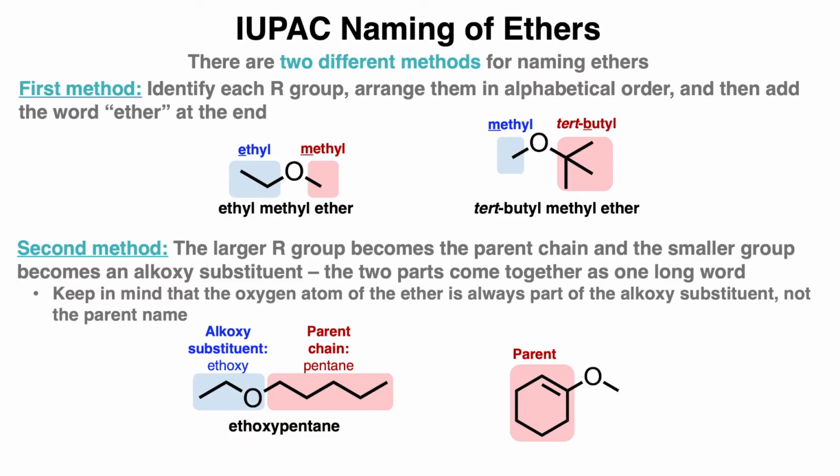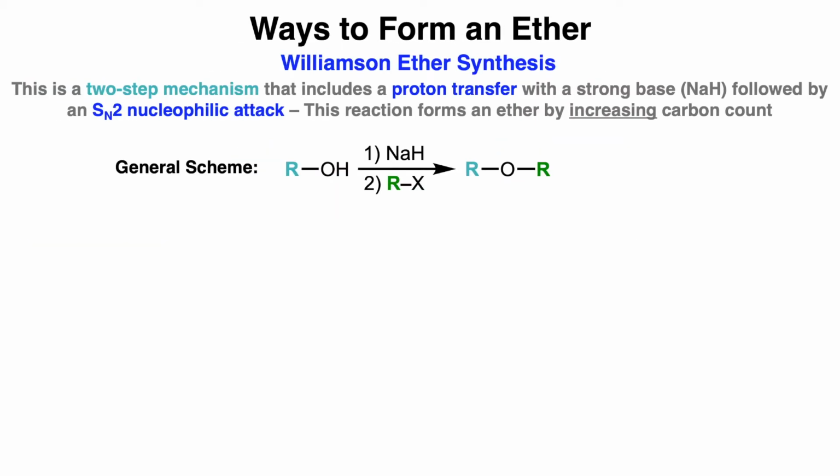In the next example, the left side is larger, so that'll be our parent chain, making the right side the alkoxy substituent. So the name of this molecule is methoxycyclohexene. Now that we know how to name ethers, let's go over different ways to form an ether.